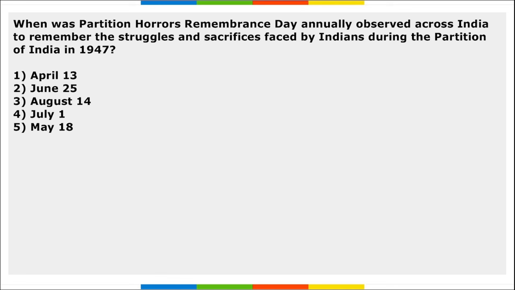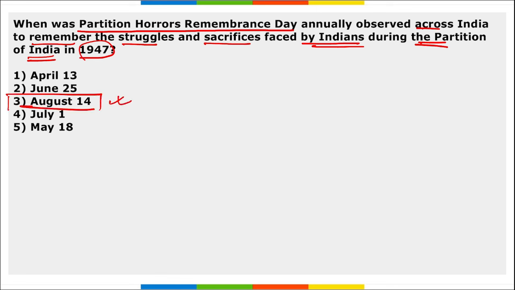Next, when was Partition Horrors Remembrance Day annually observed across India to remember the struggles and sacrifices faced by Indians during the partition of India in 1947? So Partition Horrors Remembrance Day is observed on 14th of August, and this time it was the 4th edition of this Partition Horrors Remembrance Day. It was Prime Minister Narendra Modi who declared this day in the year 2021.